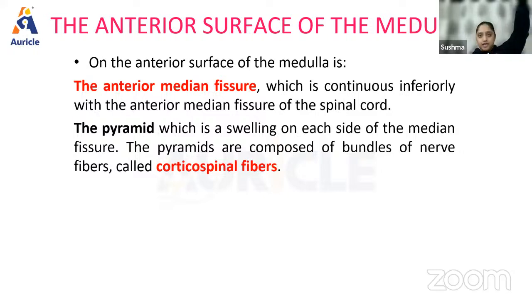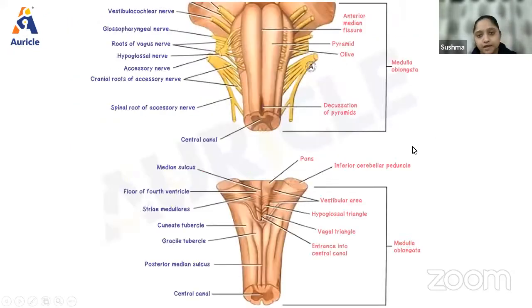This tract started in the cerebral cortex. It entered the midbrain also. In midbrain also we had this. In the pons also we had this. And in the medulla also we have this in the form of pyramid, right? Yes. And what are pyramids? They are composed of fibers from the corticospinal tract.